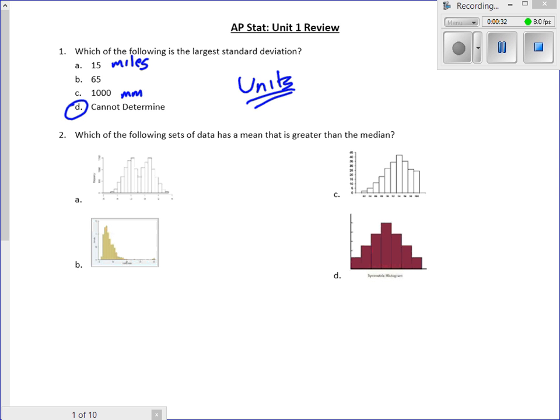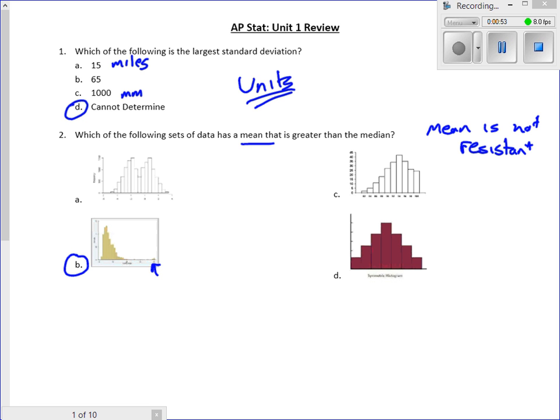Number two, which of the following data sets has a mean that is above the median? So remember, the mean is not resistant, which means it can be affected by outliers, which here we got some really big outliers. So for number two, the correct answer is B.